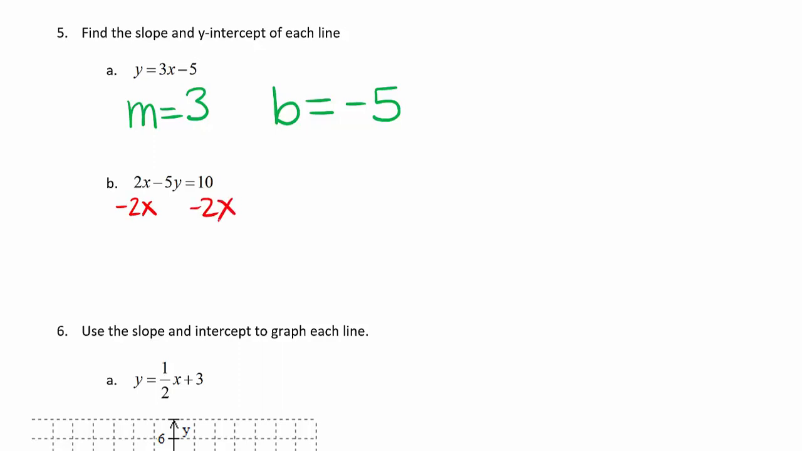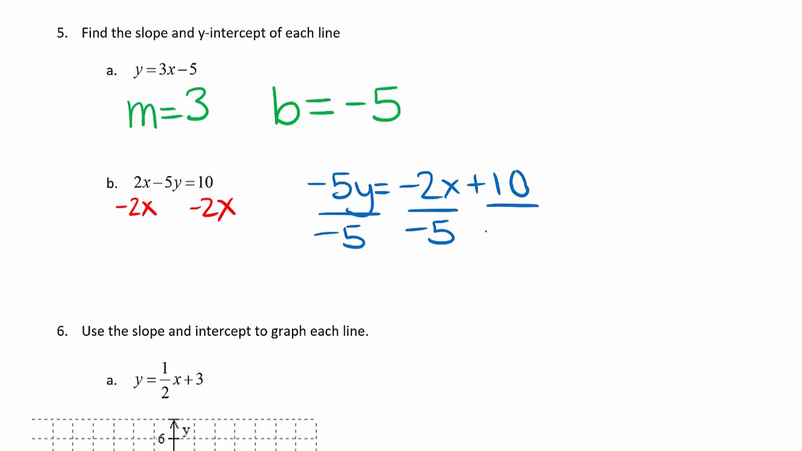I'm going to do that by first subtracting the 2x. That gives me -5y equals -2x plus 10. Notice the 2x and the 10 are not like terms, so I can't combine them. And then I'm going to go through and divide everything by -5. That gives me a +2/5 x, and then 10 divided by -5 is -2.